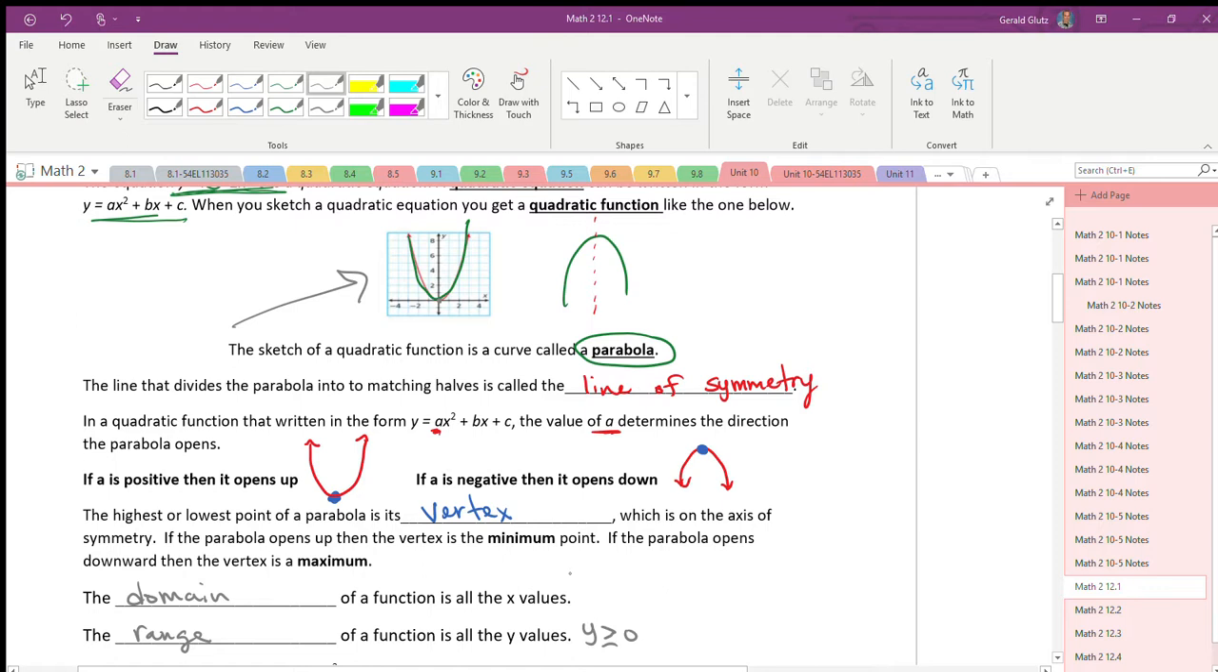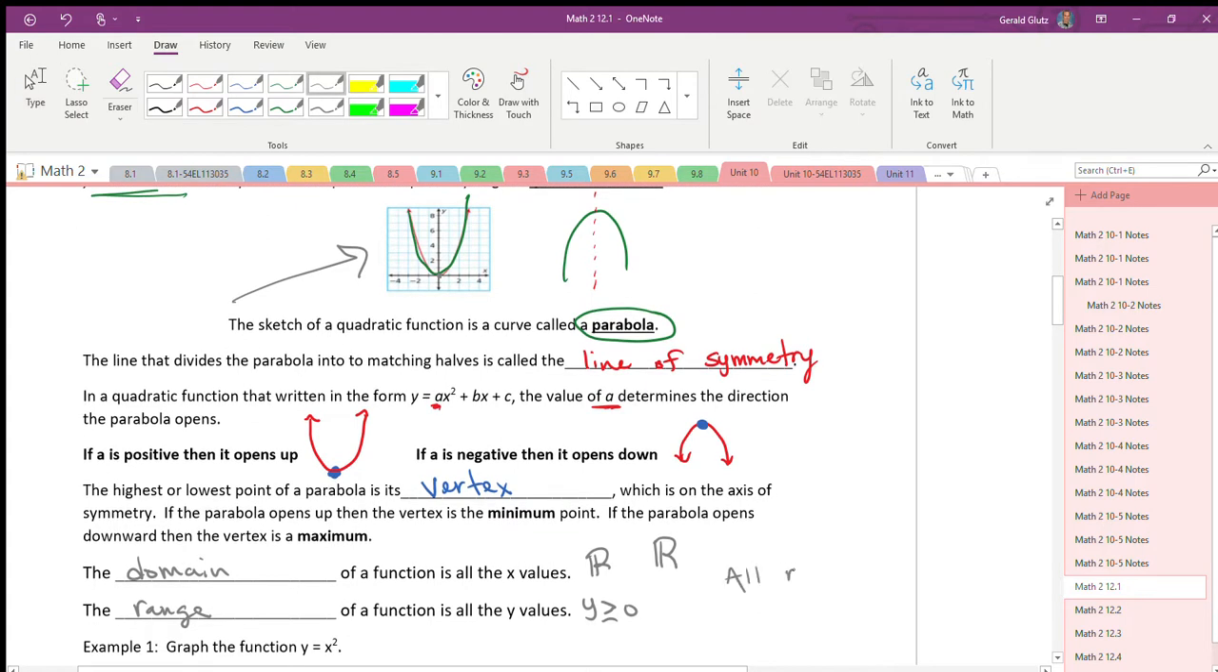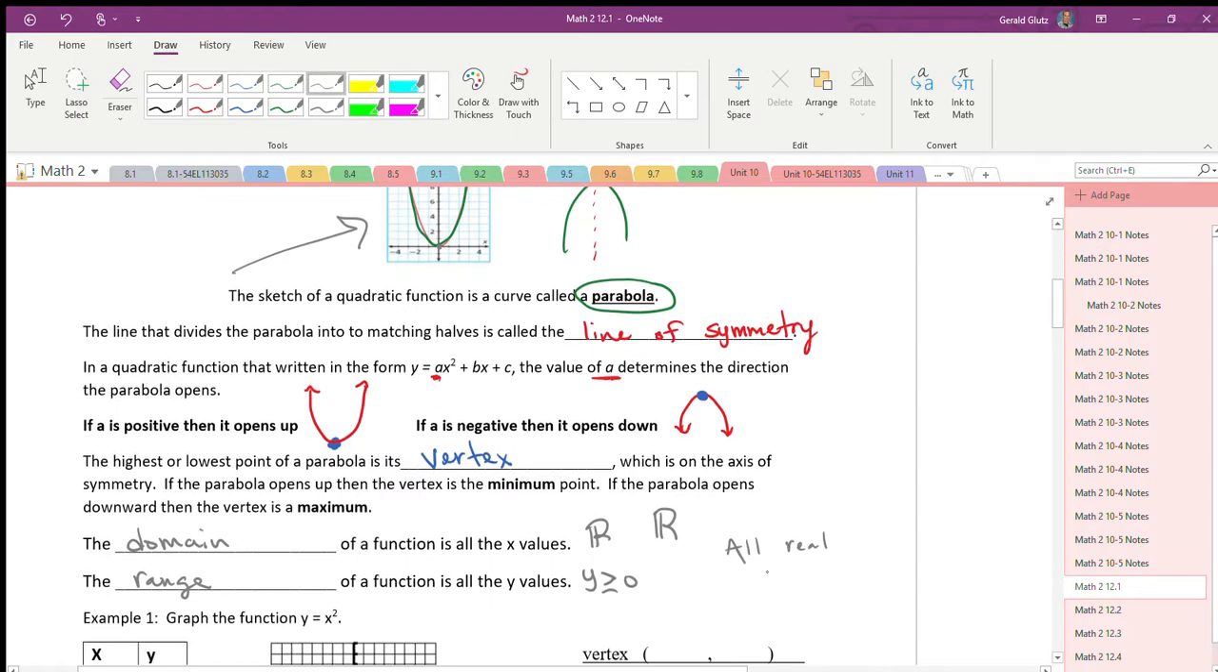And like I said, the domain is all real numbers. This is one of those fancy R's. It's just an R with 2 lines. That's one way to write all real numbers. You could just write out all real numbers if you want, but for me, this is quicker, so it saves me some time.